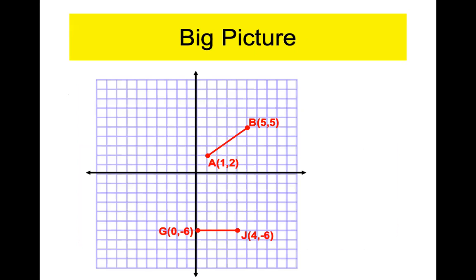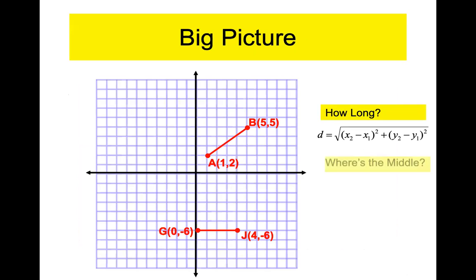So the big picture here is I will give you a segment. The segment may be horizontal, it may be vertical, it may be diagonal, and I ask you 2 questions. How long is the segment? We'll be using the distance formula. There it is, D for distance. Remember, it's just the Pythagorean theorem. And then, where is the middle? That is the midpoint formula.